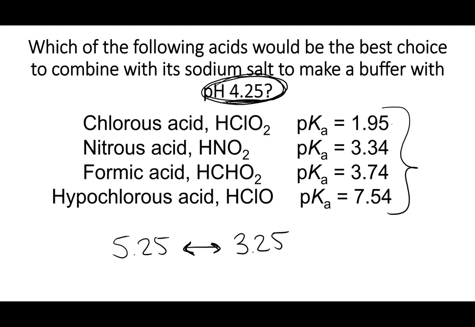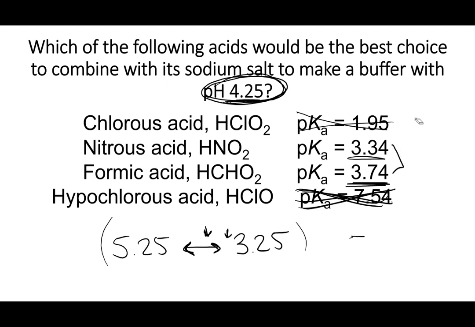So would we use this first one? No, because it's outside of our buffer range. It's way down here at the bottom, so that one would not be effective. Is nitrous acid within our buffer range? Well, yeah, it falls kind of right here. So it falls within the buffer range, so that's good. Does formic acid fall in our buffer range? Yeah, it does. It also falls in the buffer range, so probably about right there. What about hypochlorous acid? Is that within our buffer range? Nope, that's outside the range. So that would be ineffective. So we've got two that are within our range.